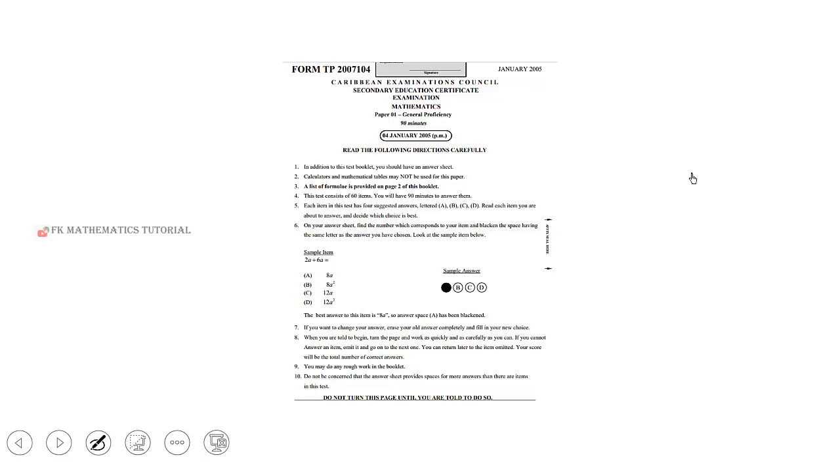Caribbean Examination Council for Secondary Schools. Secondary Education Certificate Examination, Mathematics Paper 1. Let's prepare for this year's January Mathematics Paper 1 by solving the January 2005 CXC Mathematics Paper 1 questions.